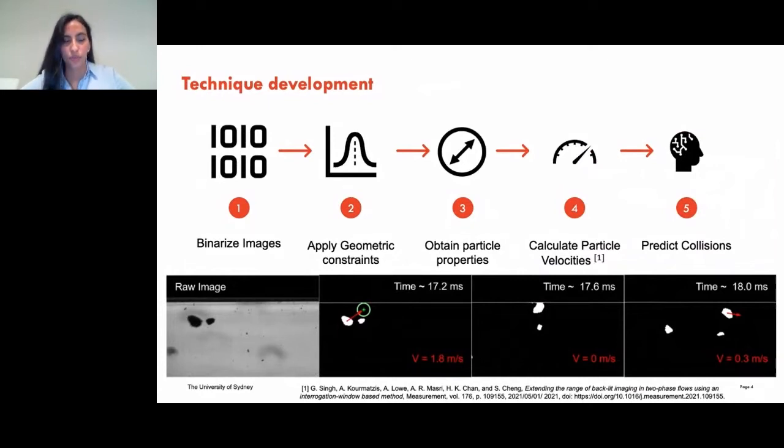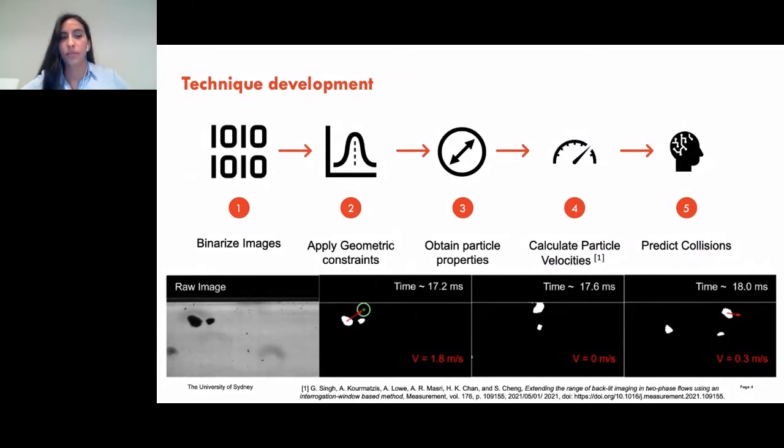Starting with the raw image there on the bottom left, we start by binarizing it, converting it into ones and zeros, and then applying geometric constraints. These constraints will remove any small objects that would likely be noise or anything large that would likely be a result of wall deposition. The remaining objects are then considered to be agglomerates.